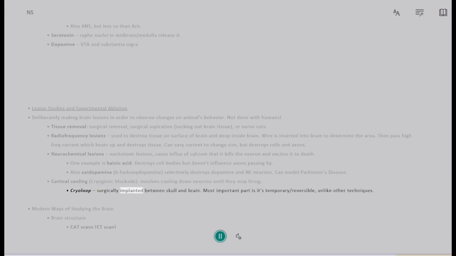Cortical cooling, cryogenic blockade, involves cooling down neurons until they stop firing. Cryoloop, surgically implanted between skull and brain. Most important part is it's temporary and reversible, unlike other techniques.